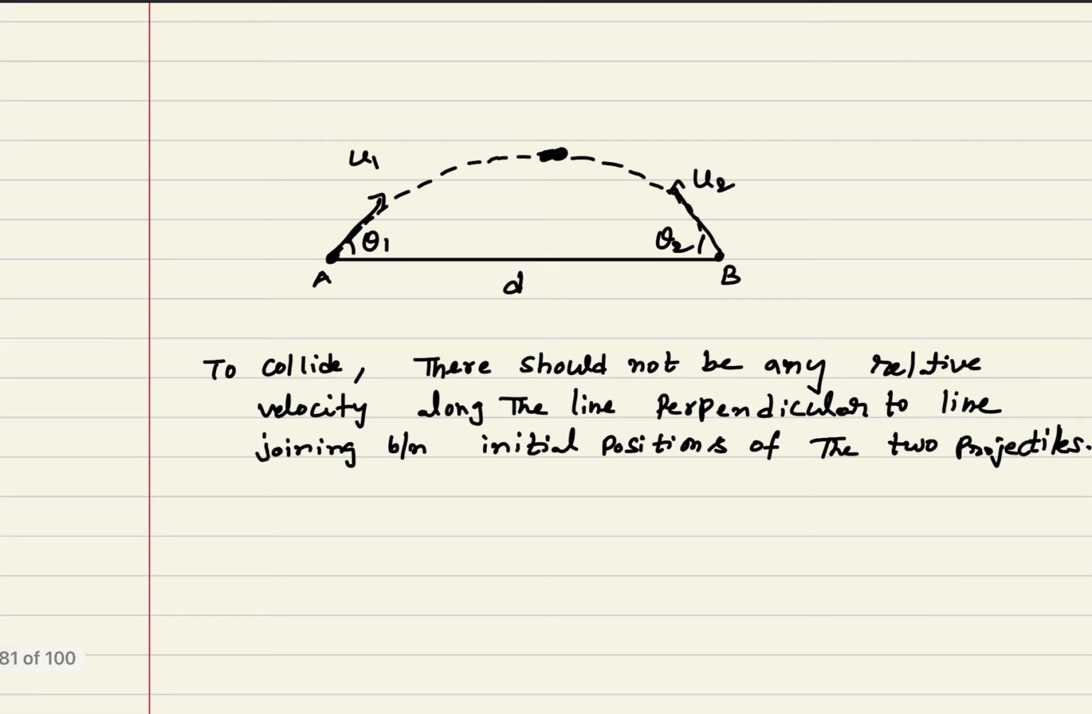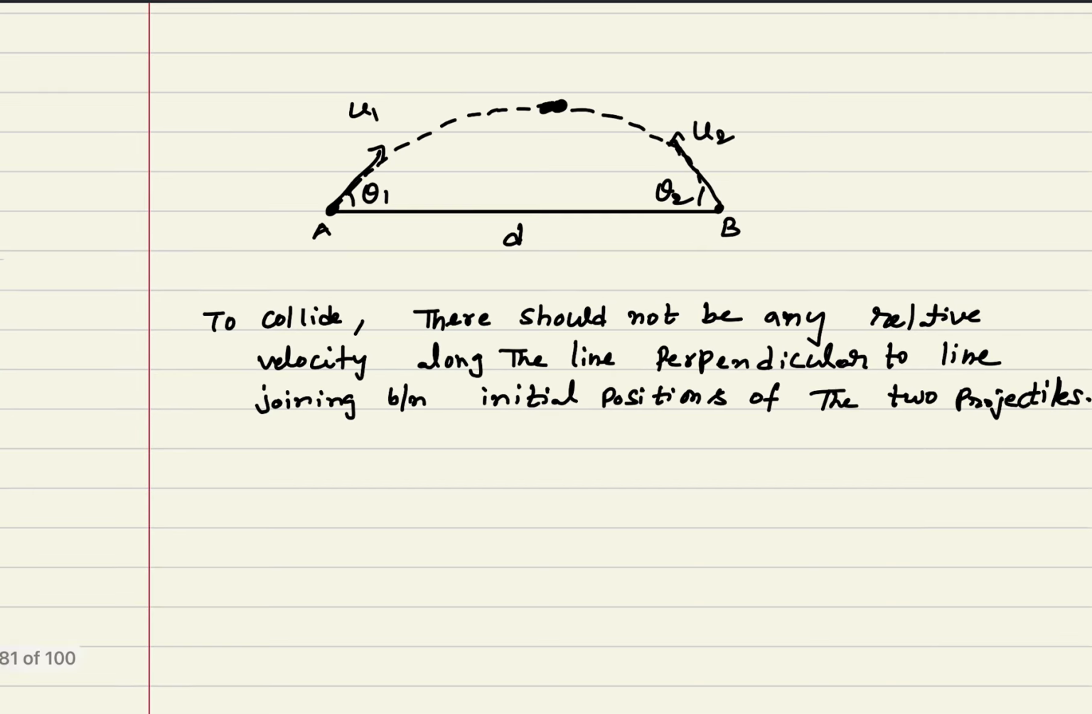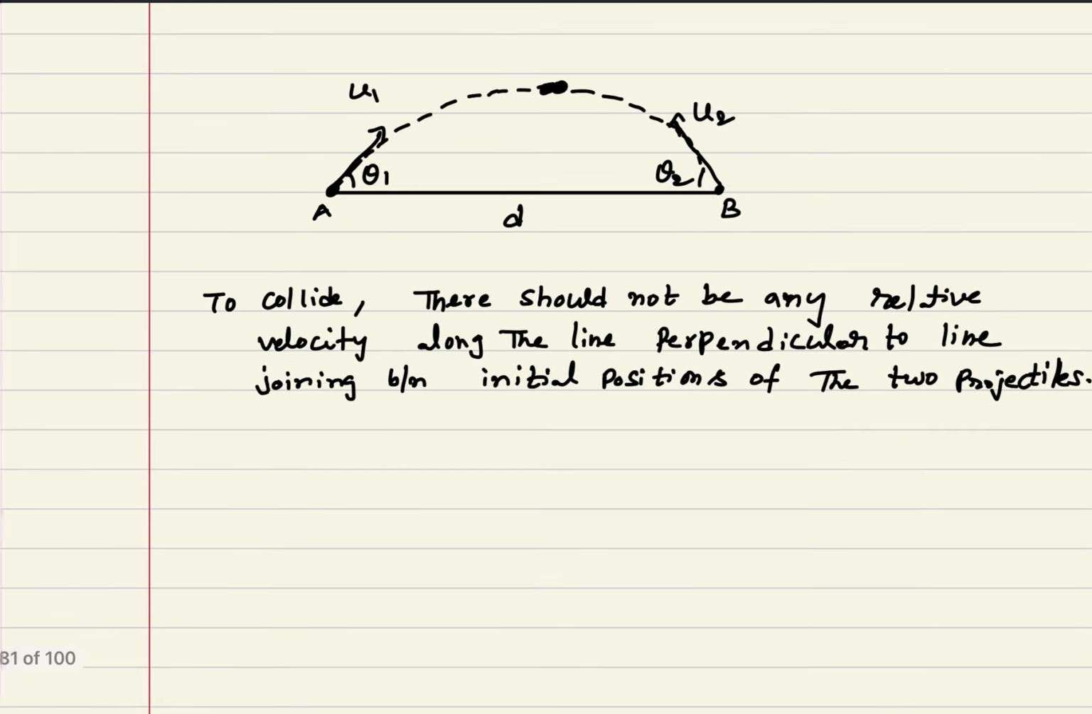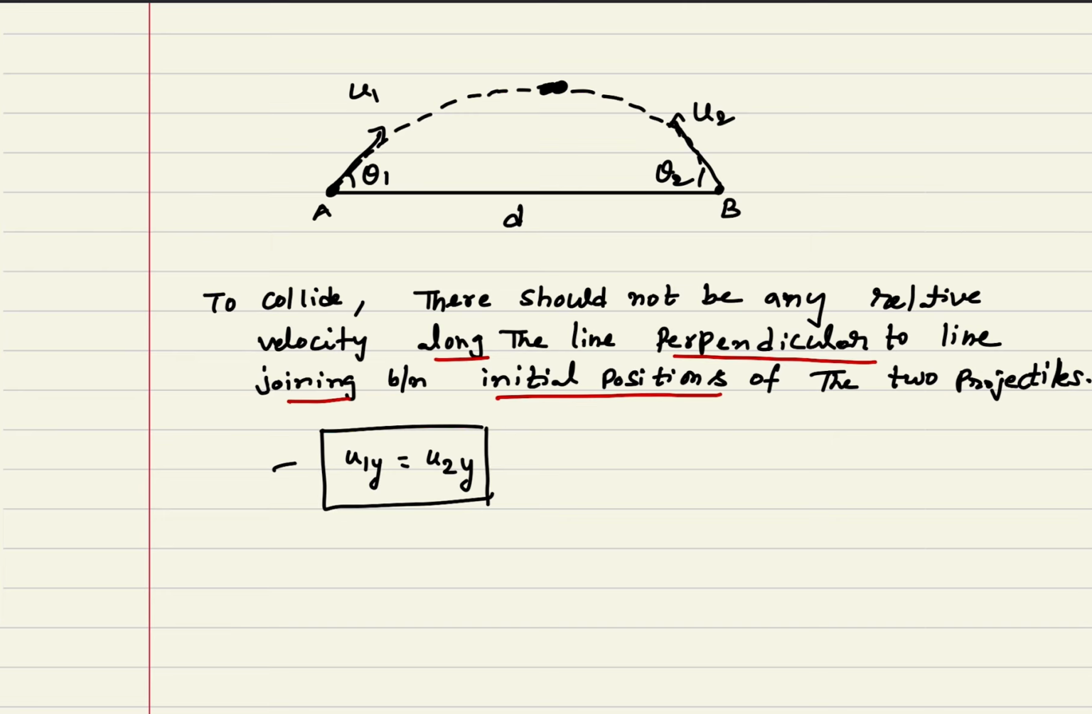Observe this carefully. Whenever they are colliding, you can see they are coming horizontally. There should not be any relative velocity along the line perpendicular to the line joining the initial positions of the two projectiles. If we use these relations, we can write u1y should be equal to u2y. This is the first condition.